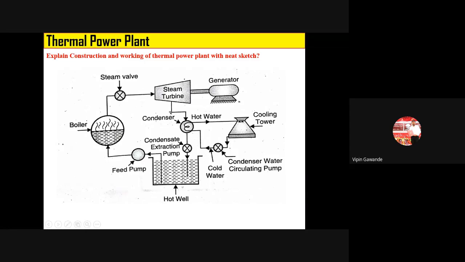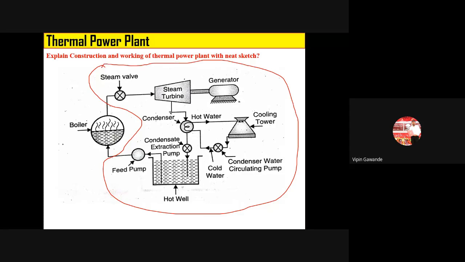So I have told you that we have to take this part. This part is the same for the nuclear power plant and the solar thermal power plant. So these are the power plants related with heat energy. The boiler generates heat energy. That heat energy converts water into superheated steam, and then that superheated steam is used in the steam turbine.